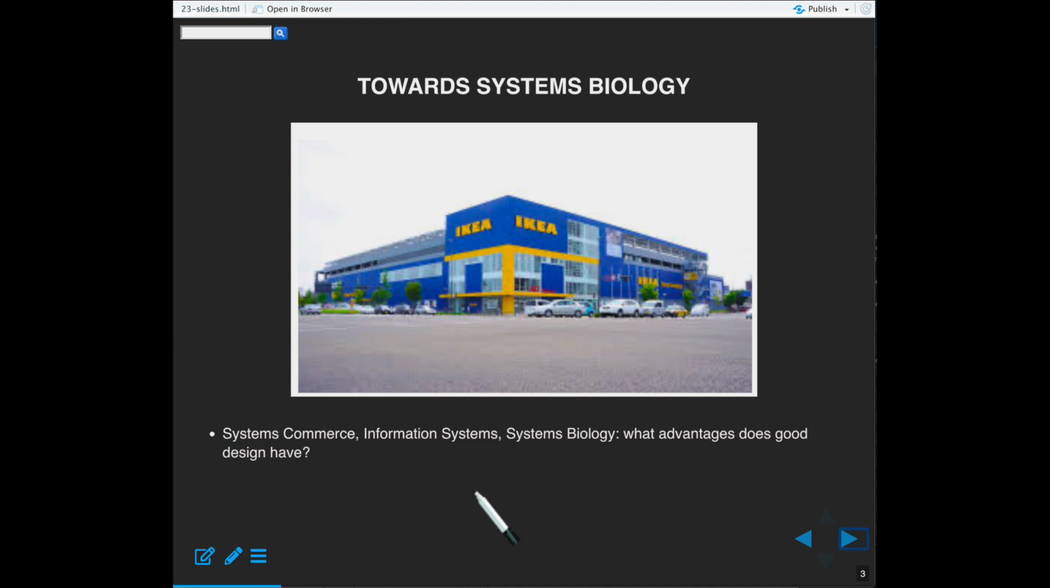And really, what are the advantages that these ideas have? So what are the advantages of chain restaurants? What are the advantages of chain furniture stores? What are the advantages of well-designed information systems, for example? And what does biology stand to gain or lose from that approach? And we had discussions before where there was a lot of very valid hesitations about moving biology in that direction, for lots of different reasons. But let's revisit some of those issues today.